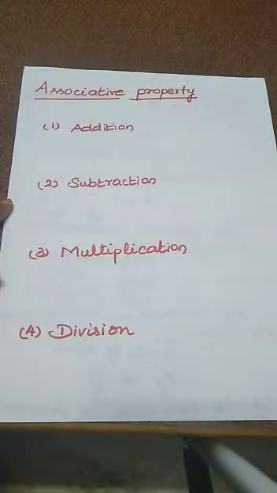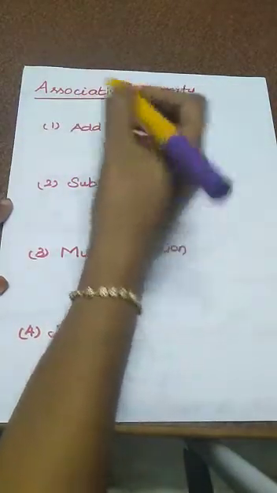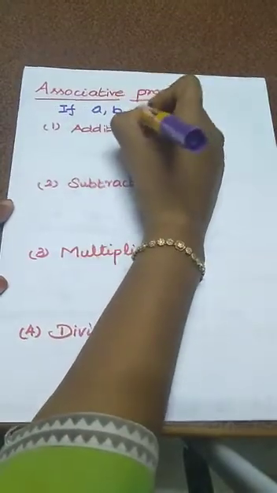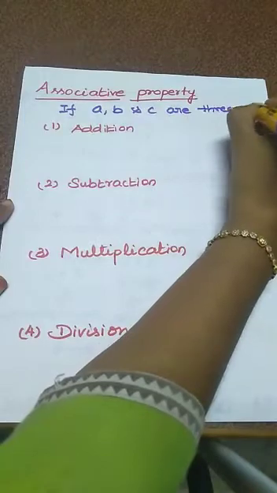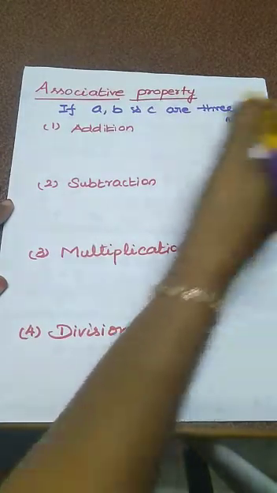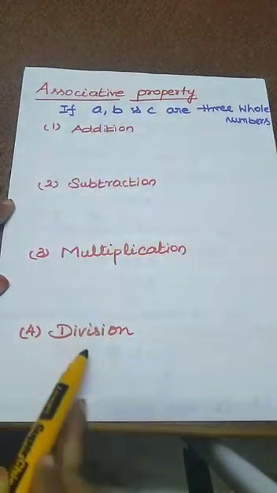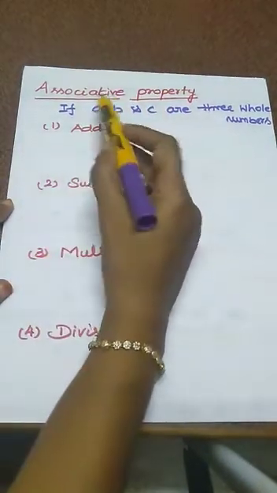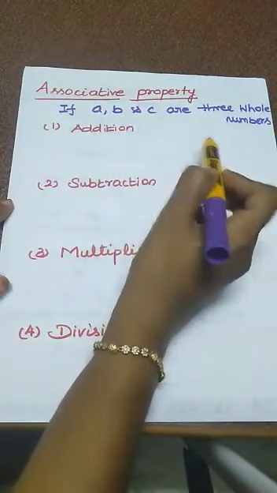Next one, the associative property. In the associative property, we have to take three values. Okay. If A, B and C are three whole numbers, we have to prove the associative property in addition, subtraction, multiplication and division. The same procedure we have to follow because we are going to apply the condition in the LHS and RHS.